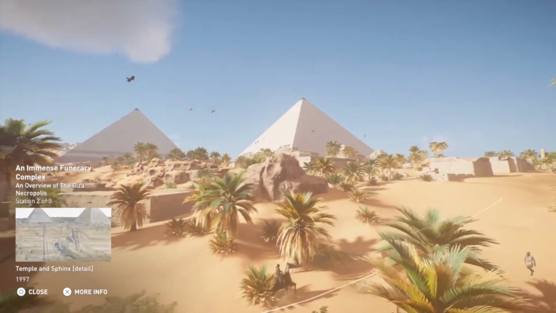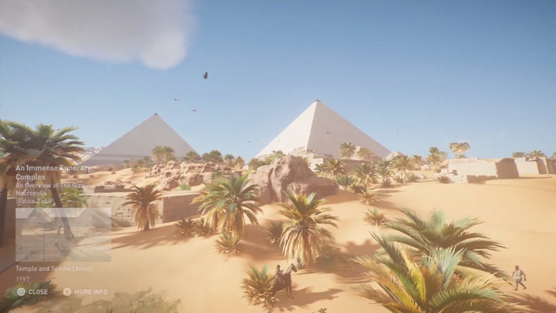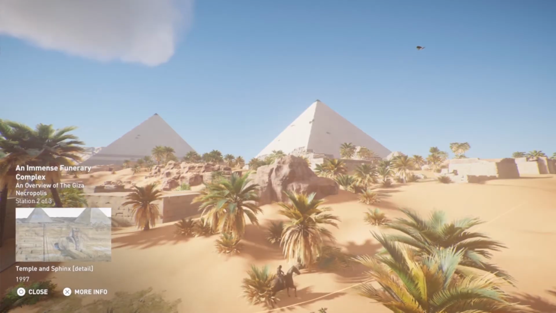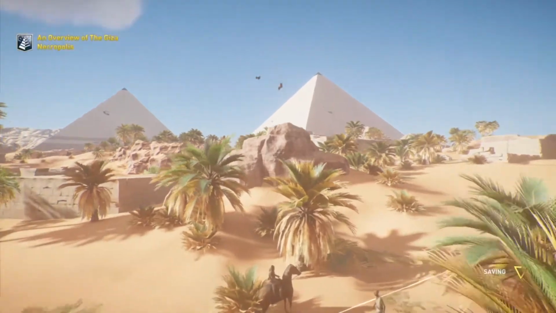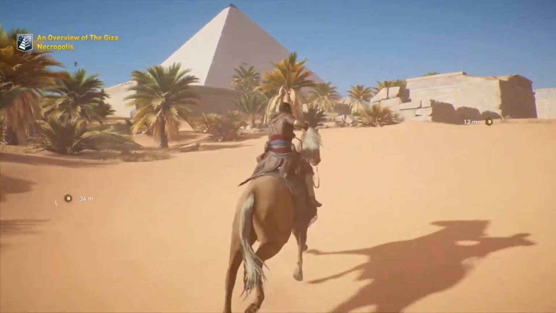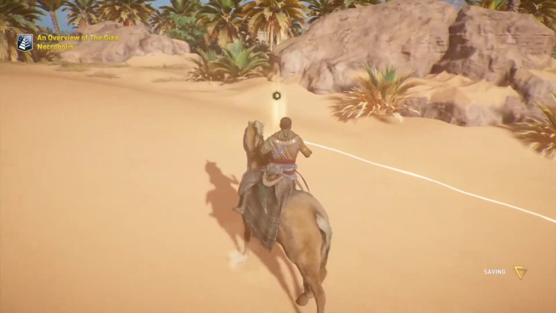The Giza area, now famous for its 3 pyramids, is part of a wider grouping of funerary complexes. Rulers from this period generally elected to be buried in the area. The focal point of the entire region was the city of Memphis, chosen as the capital of Egypt at the beginning of the Old Kingdom.